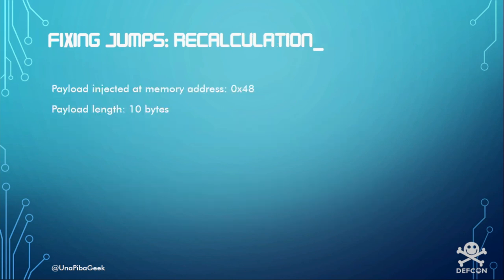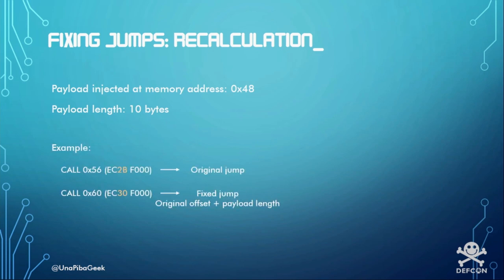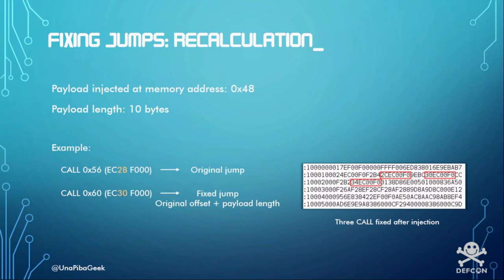To fix it, we have to keep in mind the memory address where we are injecting our payload and the payload length. And we have to fix only those jumps to memory addresses located after the one where we have injected. For example, if we inject our payload at the address 48 and we have a call at 56, we have to recalculate the jump by making a sum of the original memory address plus the payload length. So in large programs, we'll probably need to fix some jumps. In this case, I have to fix 3 call instructions.